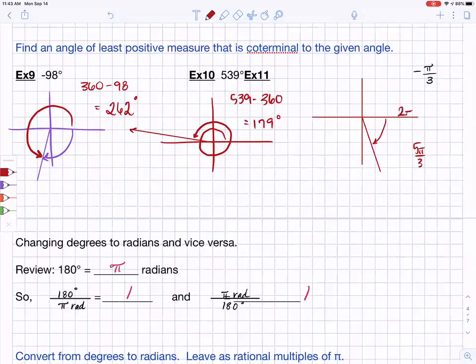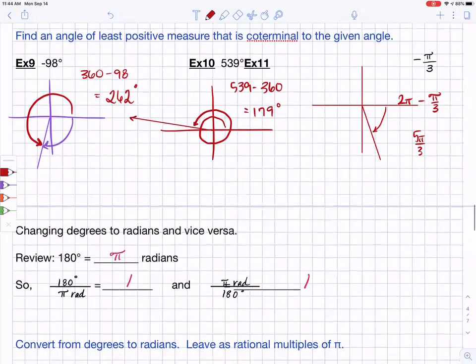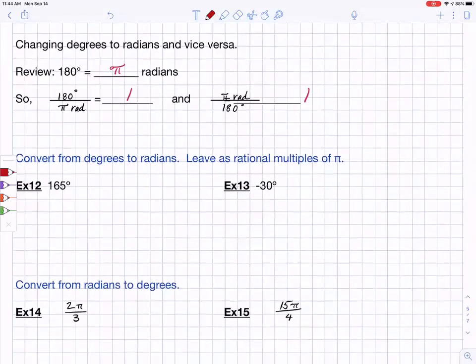2 pi. Yeah, it was 2 pi minus pi over 3. Okay, so that's the math that you would do. As long as it's on the unit circle, it's easier to use the unit circle, in my opinion. But if it's not on the unit circle, a pi over 8, a pi over 5, a pi over 12, a pi over 7, something ugly, then you'll have to use some math for that. All right, degrees to radians and vice versa.